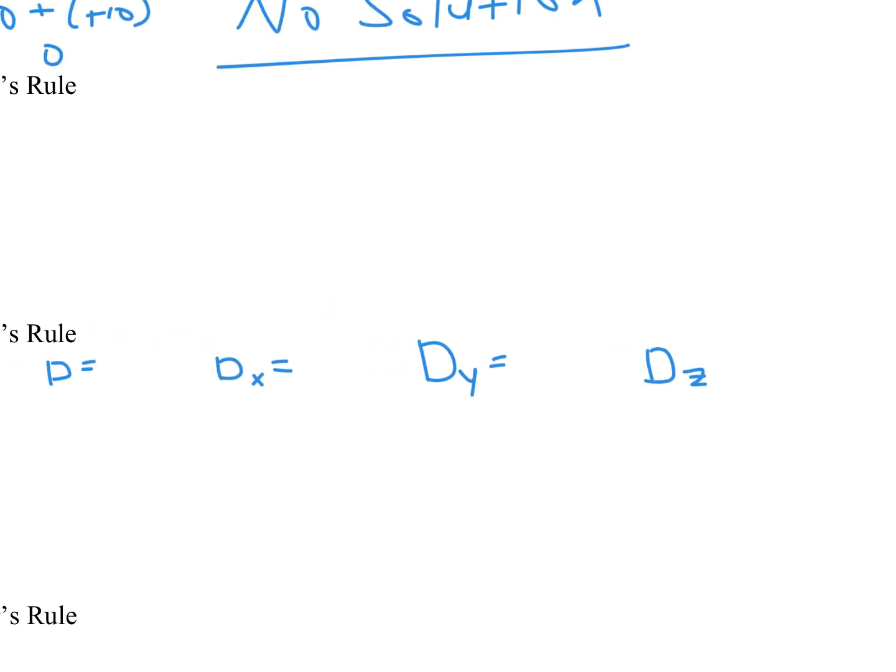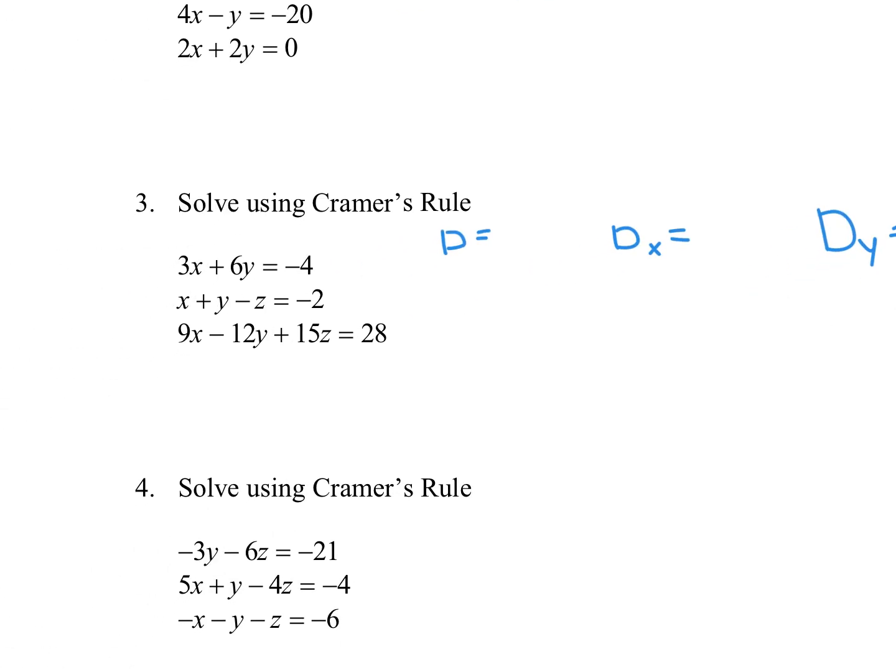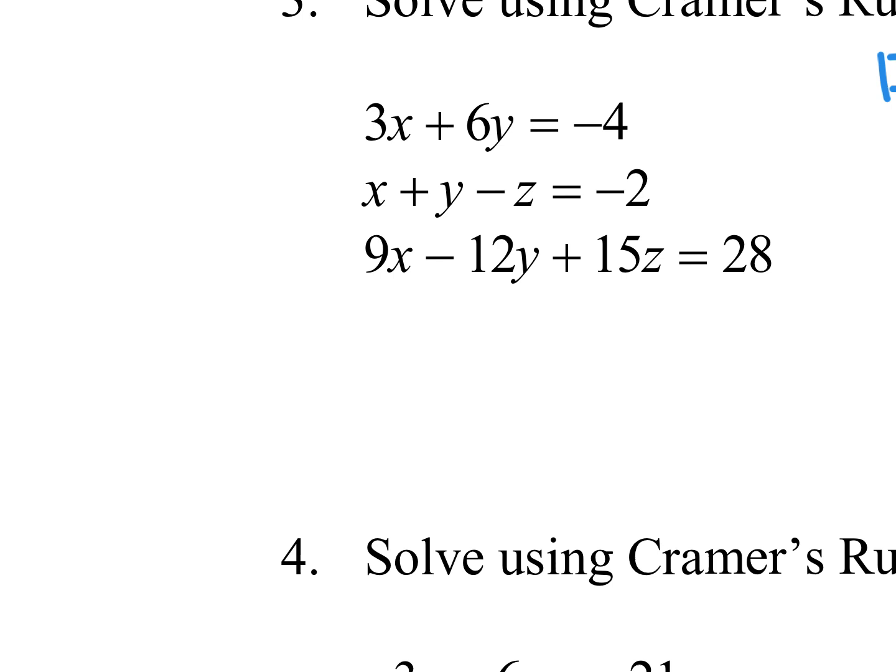Whatever letter you're looking for, like D sub x, how is that different from finding the initial determinant? What do you put in the column for x's? The answers. If we find D sub y, what do you put in the column for the y's? The answers. If you're finding D sub z, that's how you find it. So let's find the determinant for this.